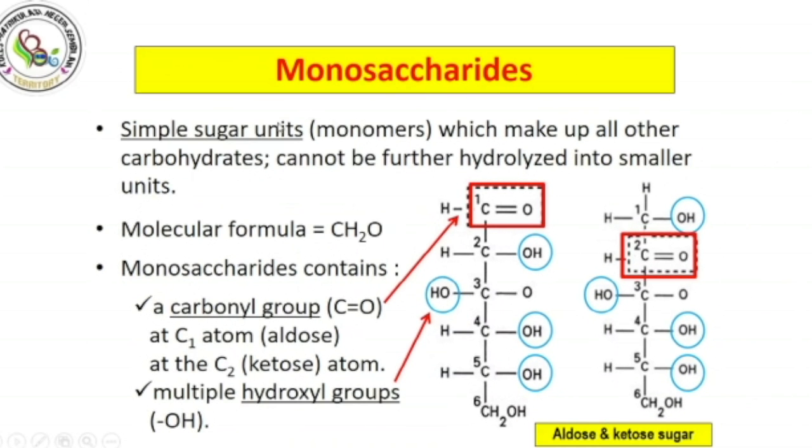Monosaccharides. Monosaccharides, also called simple sugar units or monomers, make up all other carbohydrates, and they cannot be further hydrolyzed into smaller units. The molecular formula for monosaccharide is CH2O. Monosaccharides contain two functional groups, which are the carbonyl group and hydroxyl groups. A carbonyl group attached to carbon number 1 is called an aldose sugar, and a carbonyl group attached to carbon number 2 is called a ketose sugar.